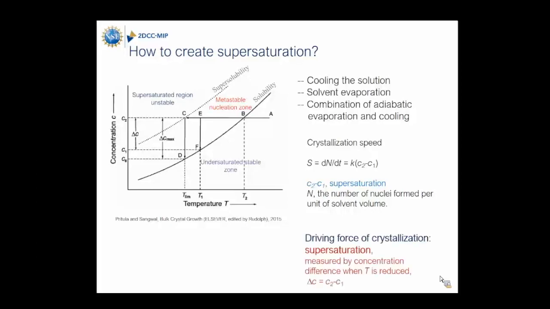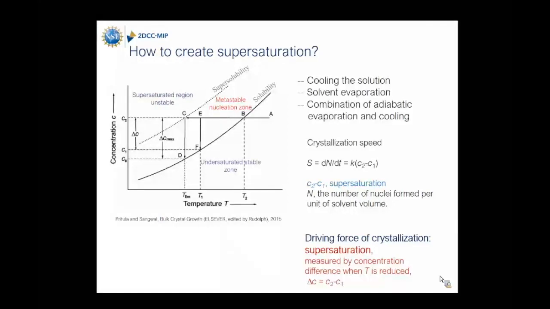From the above discussion, we can see the driving force of crystallization is supersaturation. That's the key word, right? We need supersaturation to have nucleation and crystal growth. But you don't want to get into this supersaturated, unstable region. You should get into the metastable saturated region. And the supersaturation can be measured by this concentration difference, as I just explained, when T is decreased.